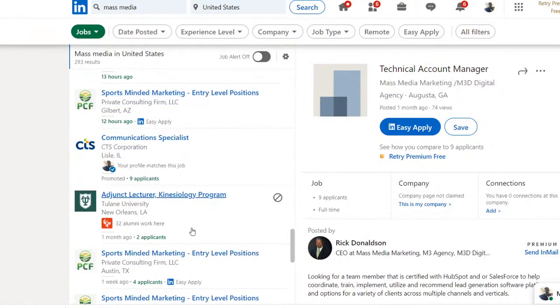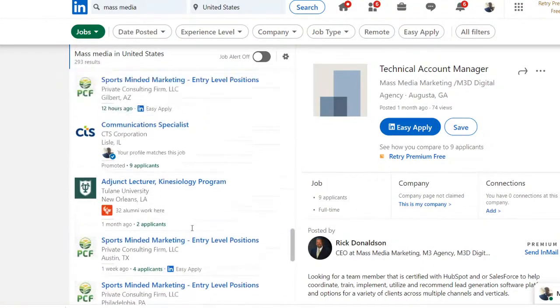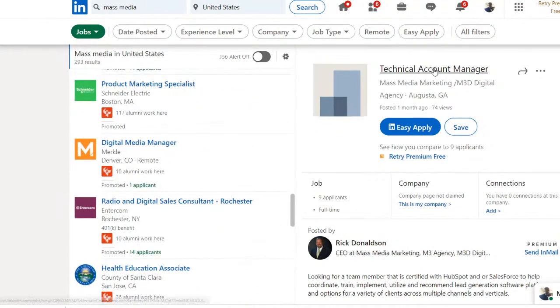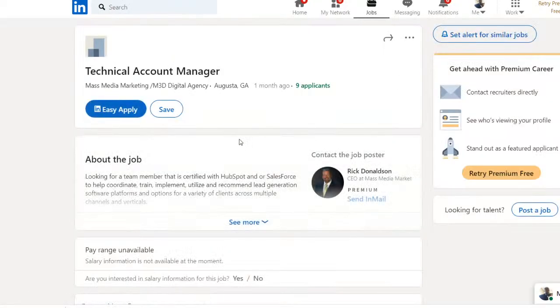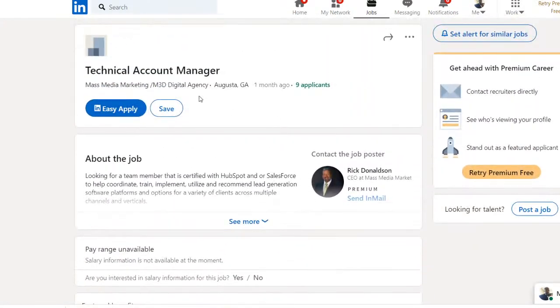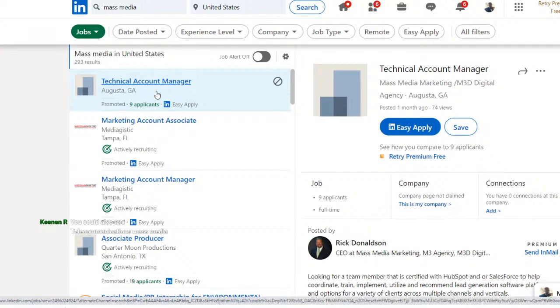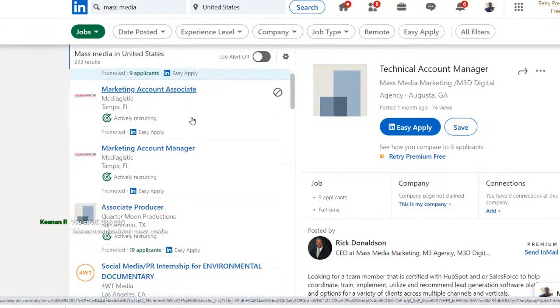Sports, marketing, a lot of marketing. Technical account manager. I don't even know what that is. Is this somebody who hires people? That's what it sounds like to me. Mass media market. So yes, I would research what jobs are out there and what they're looking for, unless you're trying to go into a completely different industry.